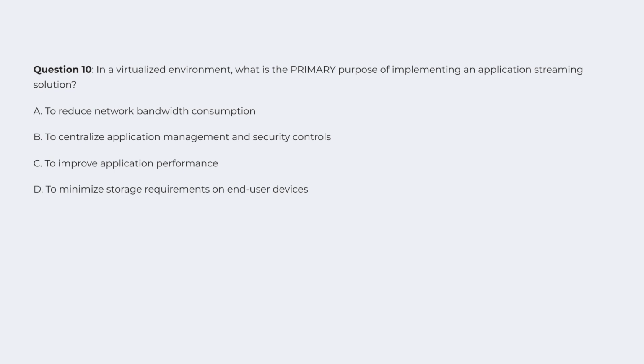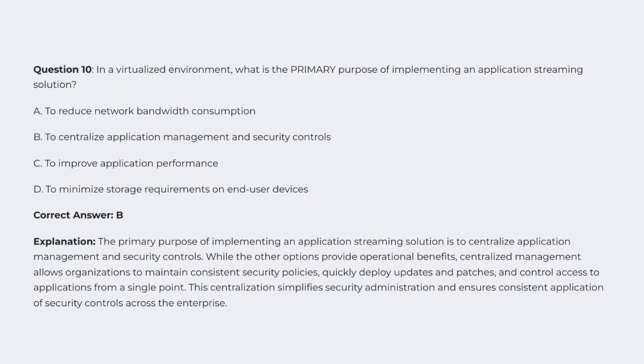Correct answer, B. Explanation. The primary purpose of implementing an application streaming solution is to centralize application management and security controls. While the other options provide operational benefits, centralized management allows organizations to maintain consistent security policies, quickly deploy updates and patches, and control access to applications from a single point. This centralization simplifies security administration and ensures consistent application of security controls across the enterprise.